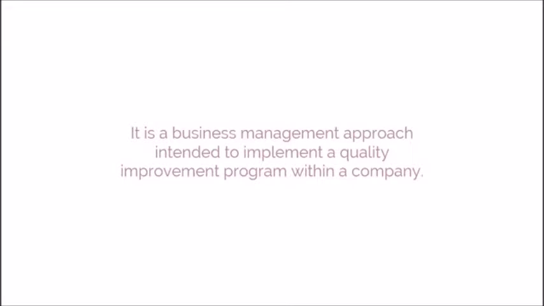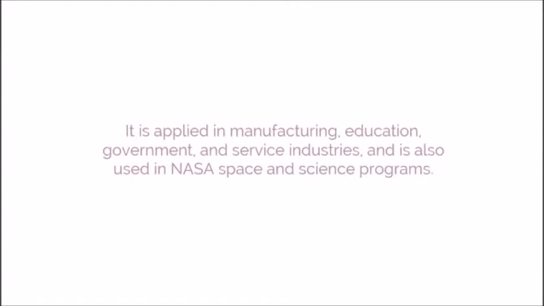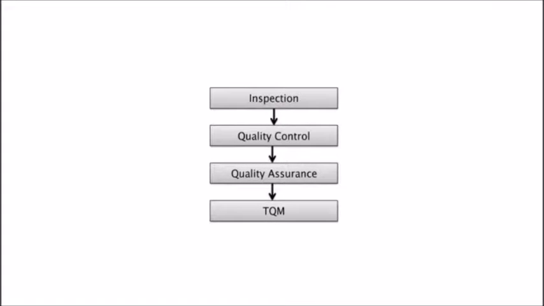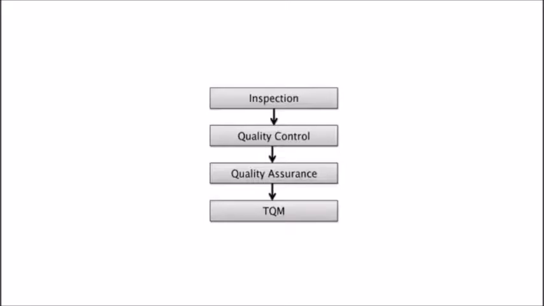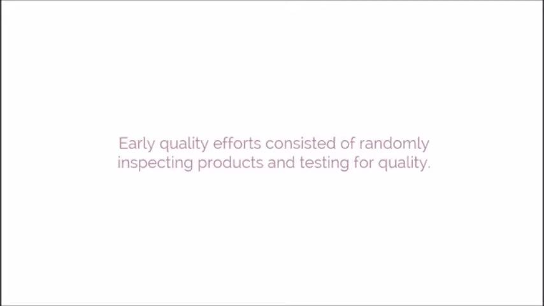So what do we mean by total quality management? Total quality management is a business management approach intended to implement a quality improvement program within a company. Total quality management is regularly applied in manufacturing, education, government, and service industries. It is also used in NASA space and science programs. Take a look at this figure. It depicts the evolution of total quality management. Early quality efforts consisted of randomly inspecting products and testing for quality.